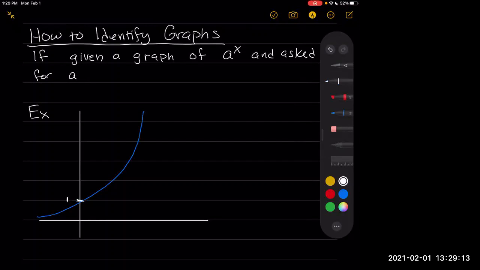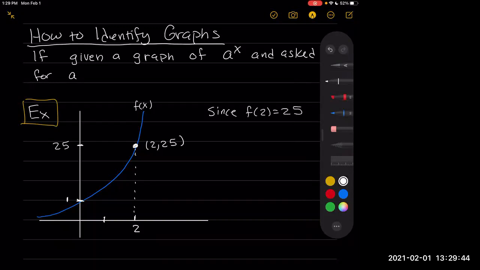So here, this is 1, and then if I was to give you the point 2, 25, so we'll say that this over here is 25. All right, now since f of 2 equals 25, this means that a squared equals 25. So therefore, f of x is 5 to the x. So you were given the x-axis, and we knew that the output needed to be 25. So then we solved backwards to solve for a.